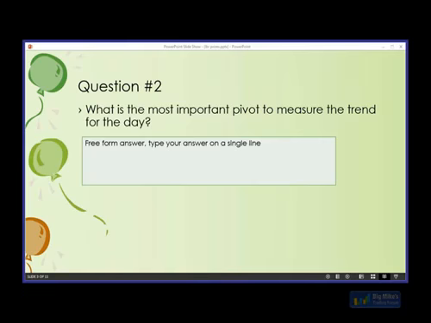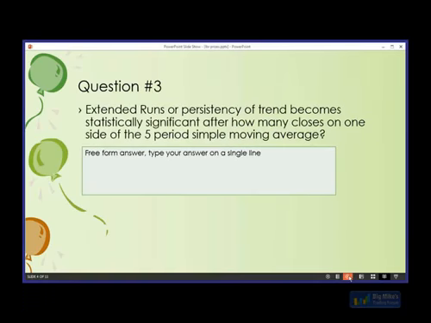Okay, and here comes question 3. Extended runs or persistency of trend becomes statistically significant after how many closes on one side of the 5-period SMA? There you go, 7. Derek Wong. Okay, congrats, Derek. Need your username, please.